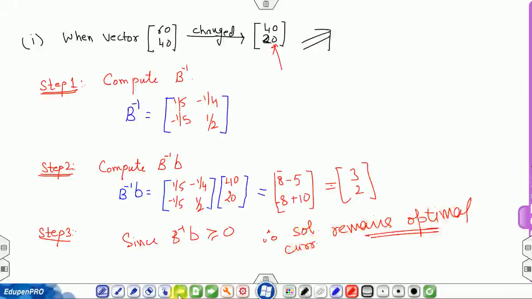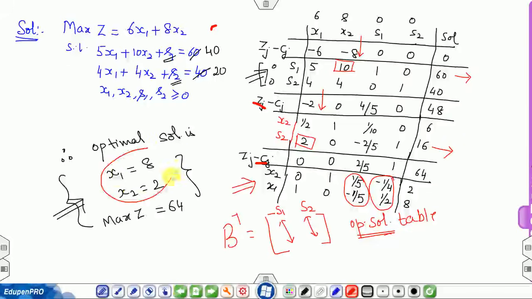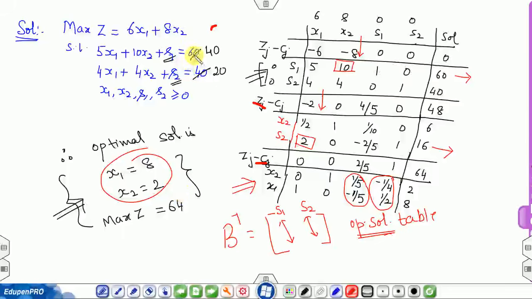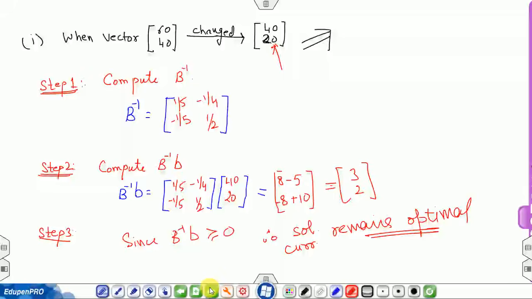That is the current optimal solution. So it means when you replace the right hand side vector 60-40 with 40-20, then the optimal solution remains unchanged. Instead of 60 it is 40, instead of 40 it is 20, and the optimal solution remains the same. So that's quite easy.